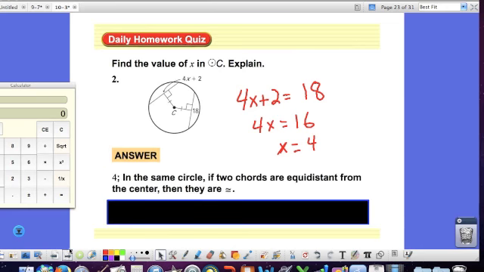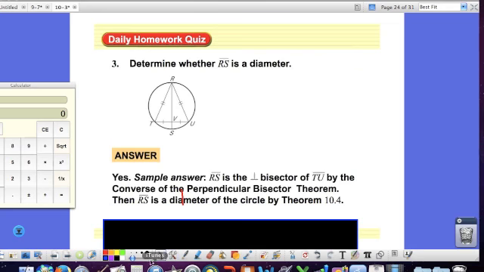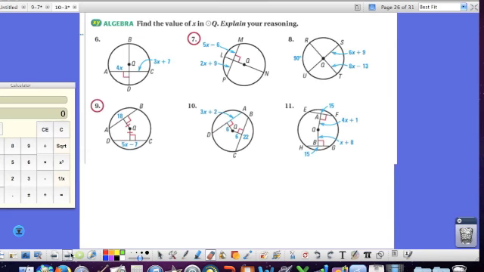Problem number 3. Determine whether RS is a diameter. It bisects a chord, okay? So yes, it bisects the chord equally. So yes it is, okay? And here are the problems from which your homework comes.